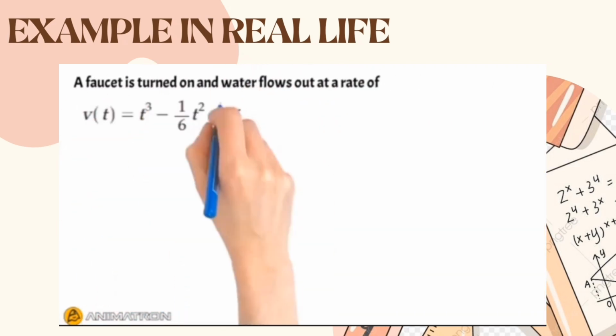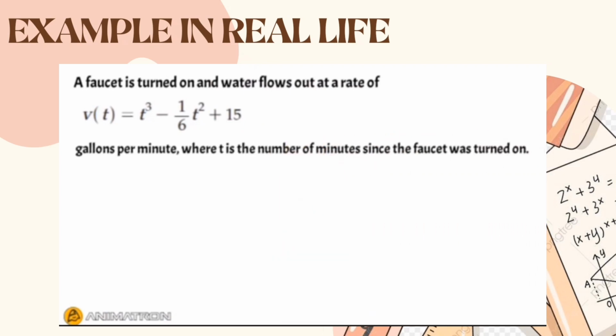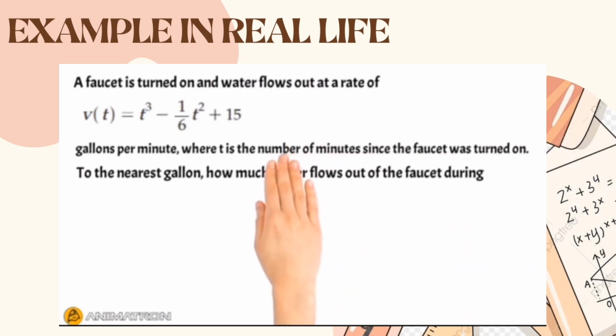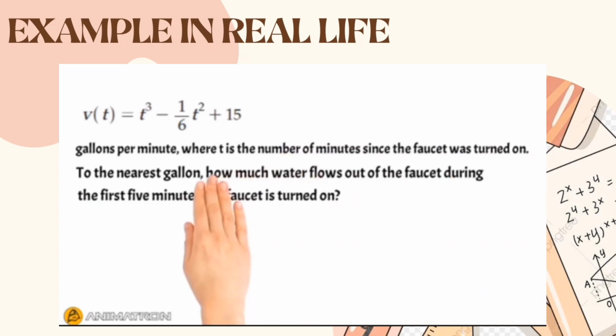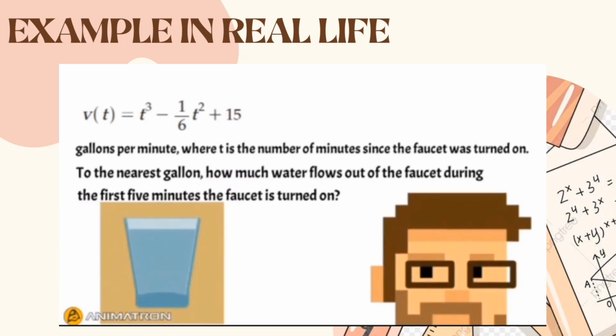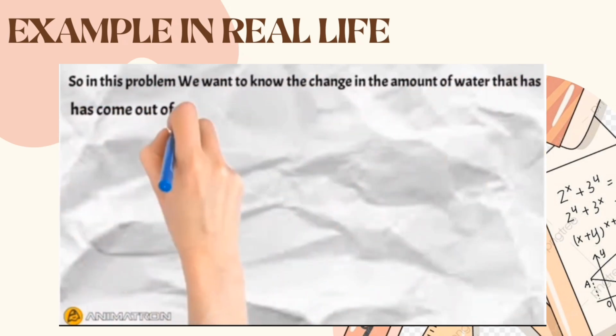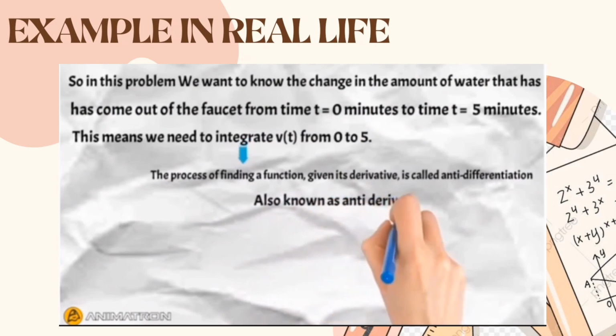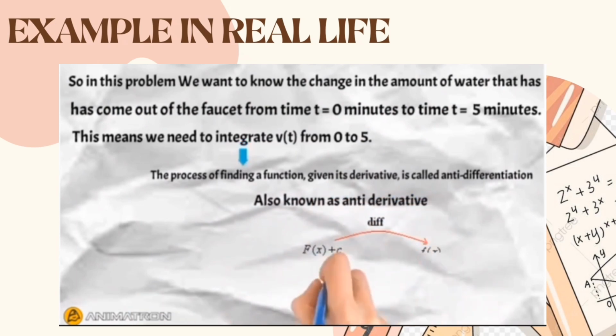The faucet is turned on and water flows out at a rate of V(t) equals t cubed minus 1/6 t squared plus t gallons per minute, where t is the number of minutes since the faucet was turned on. To the nearest gallon, how much water flows out of the faucet during the first 5 minutes the faucet is turned on? So, in this problem, we want to know the change in the amount of water that has come out of the faucet from time t equals 0 to t equals 5.